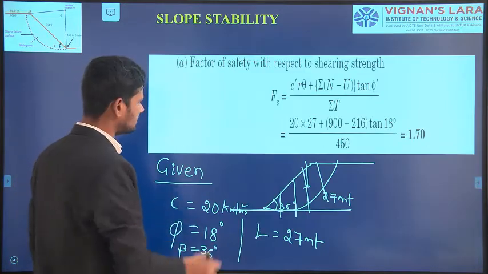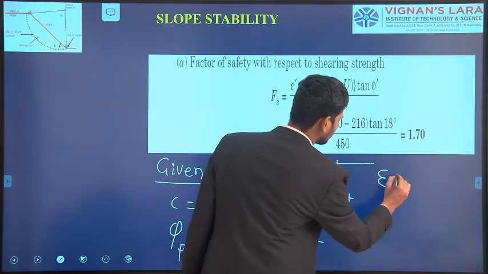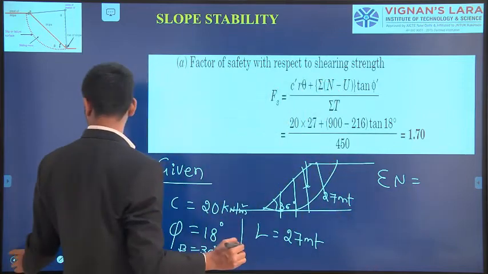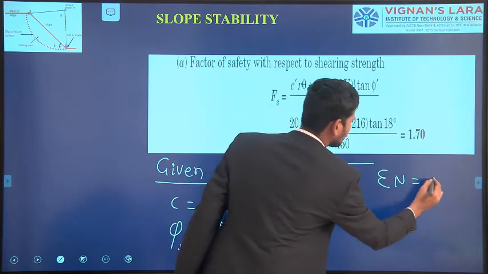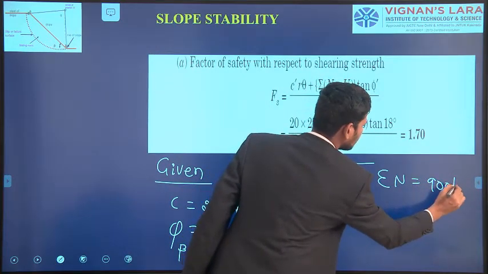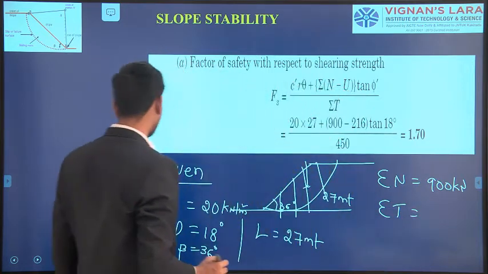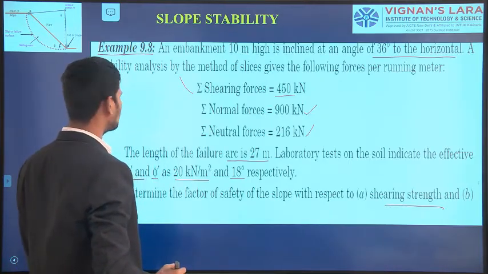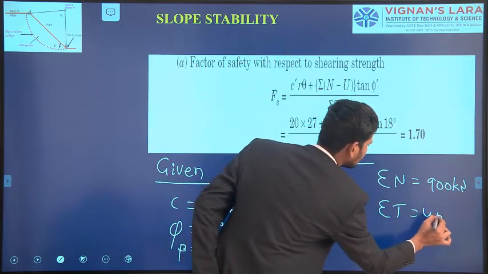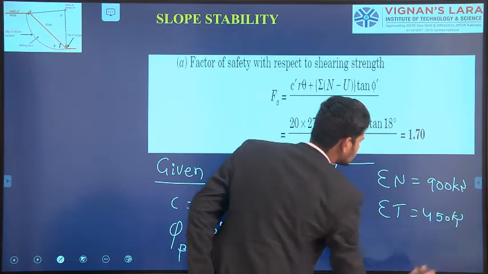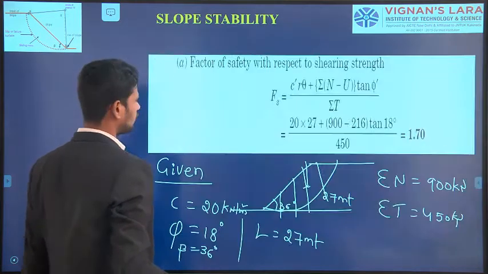Otherwise, you can write these forces as given in the problem also. We can write summation of normal forces equal to 900 kilonewton, as well as summation of shear force equal to 450 kilonewton. This is the shear force value given, as well as they are given the pore water pressure.